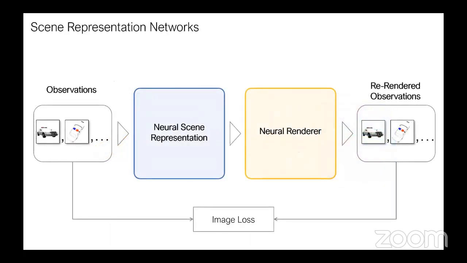To this end, scene representation networks consist of 2 main parts. The first one is the neural scene representation itself, which represents the underlying 3D scene, and the second is a neural renderer that renders this neural scene representation from arbitrary camera perspectives. Let's first talk about the neural scene representation.